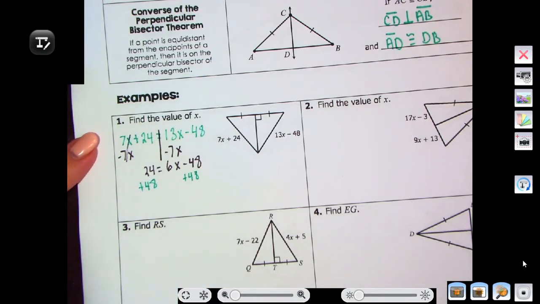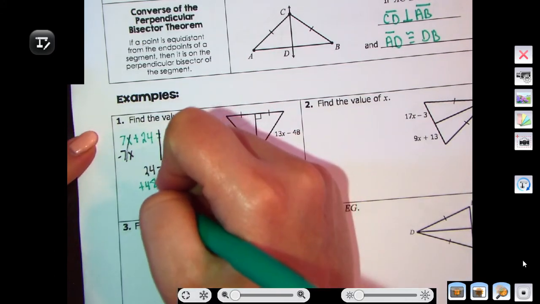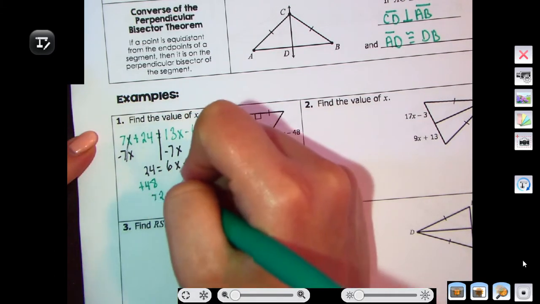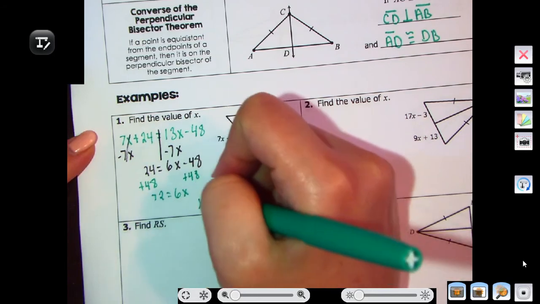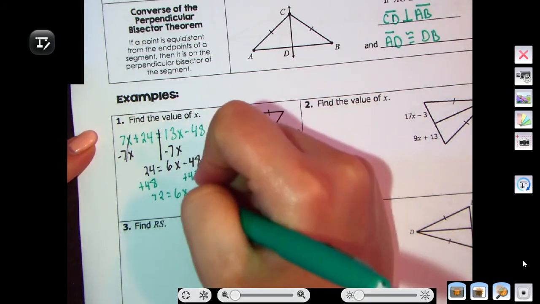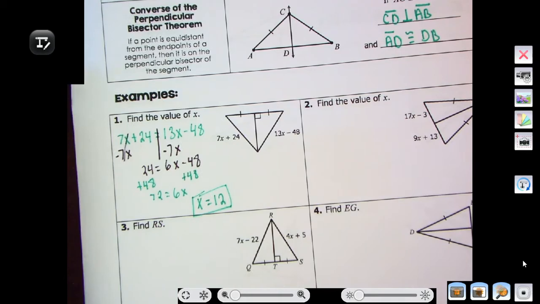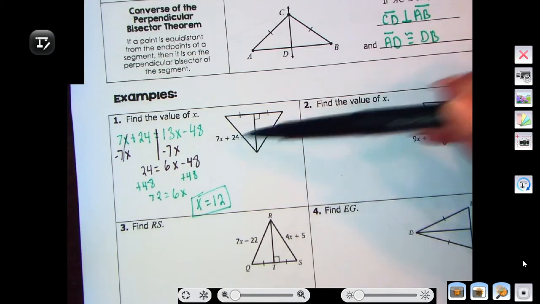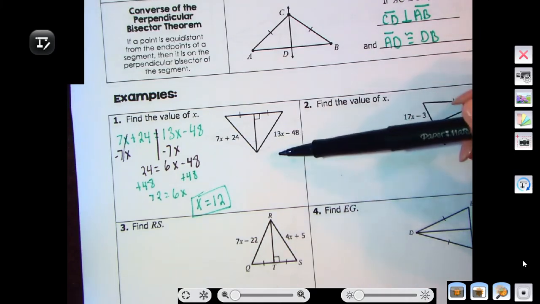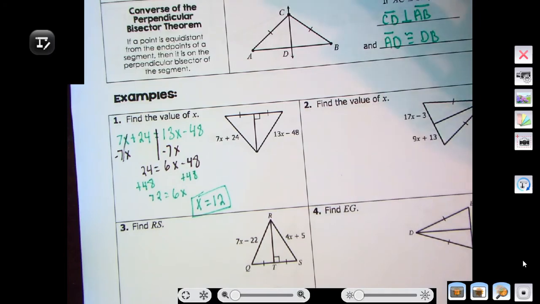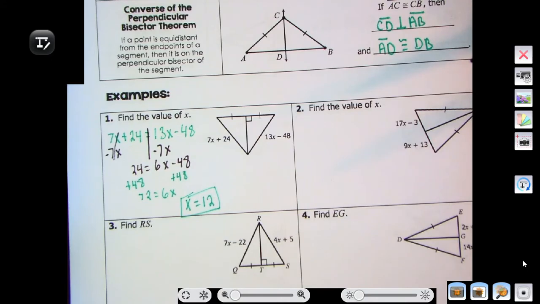All right, and I will get 72 equals 6x. And so that is going to leave me with x equals 12. And that's my answer. So that was really purely algebra, just setting those two equal. The reason that I knew I could set those equal to each other was because of the perpendicular bisector theorem. All right, so let's take a look at number 2 as well.